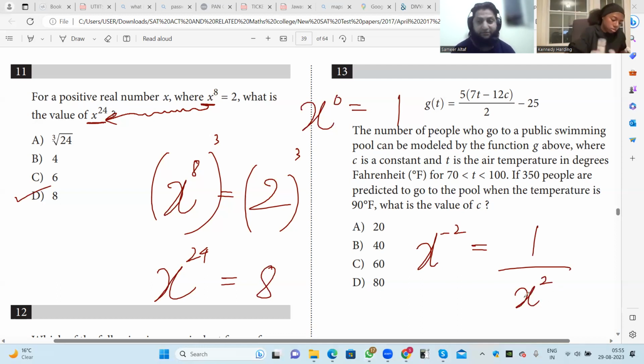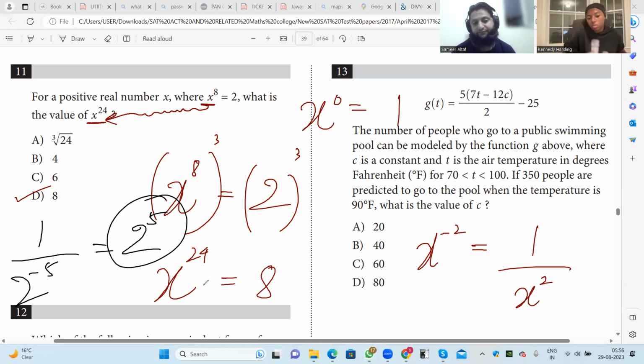It's the same thing. When you're having negative power, you can change the position of that. If that's in the numerator, write that in the denominator with a positive power. And if that's in the denominator, for example, 1 divided by 2 to the negative 5, you can write that in the numerator with a positive power. Okay, so whenever you're having any negative power, you can make that positive by changing its position.